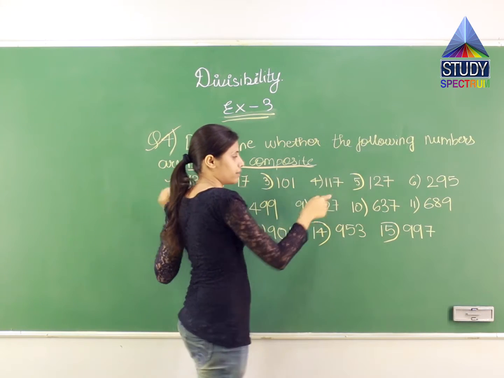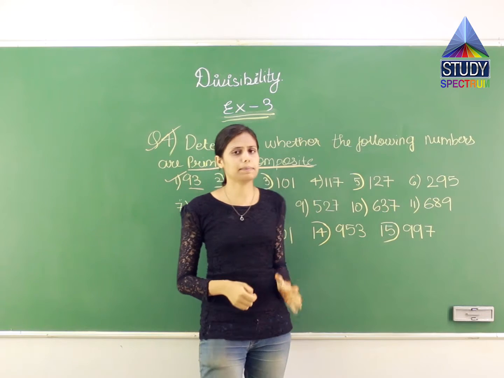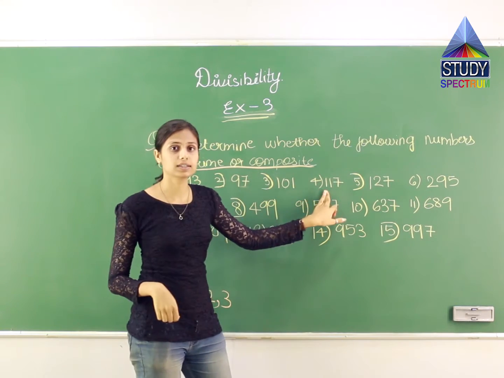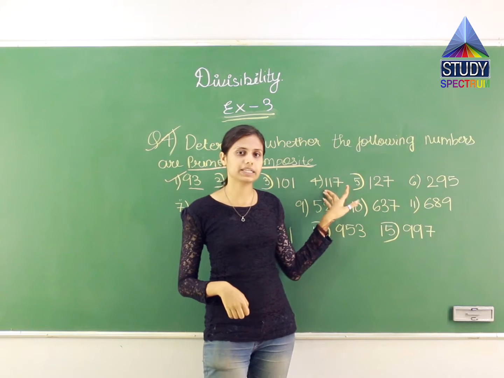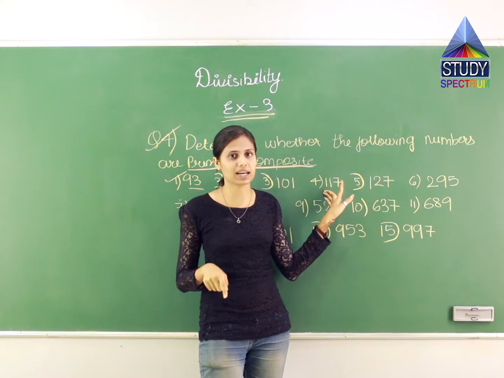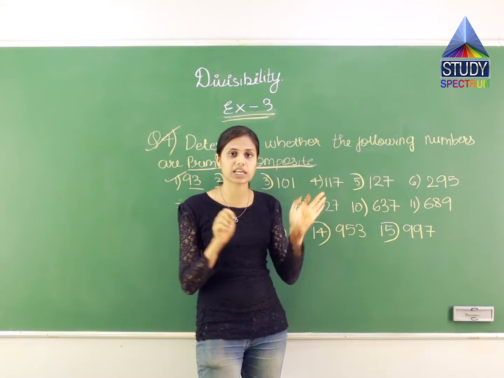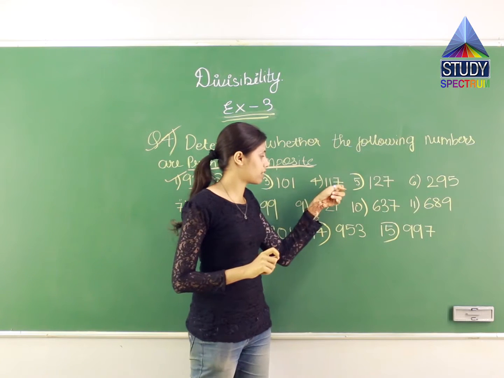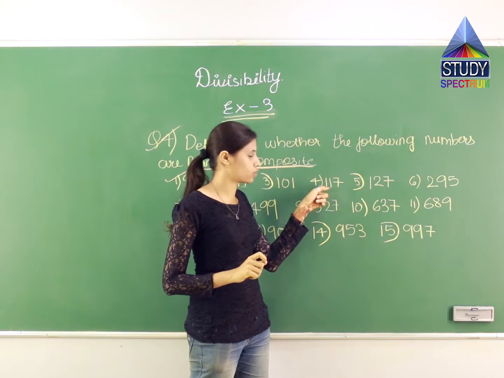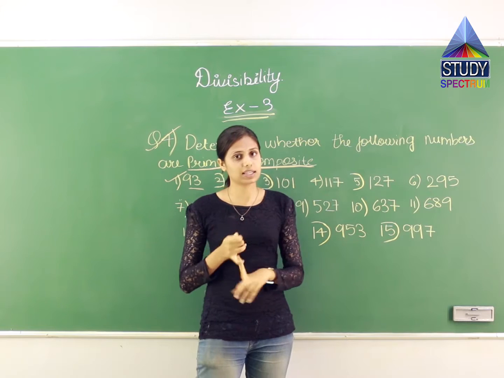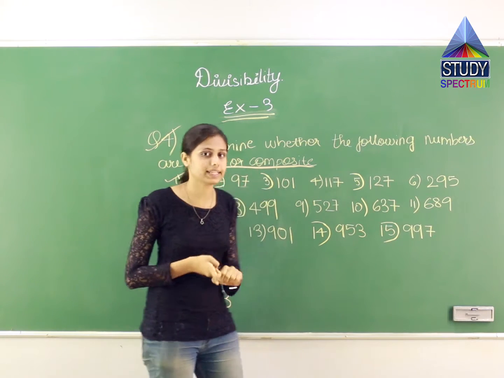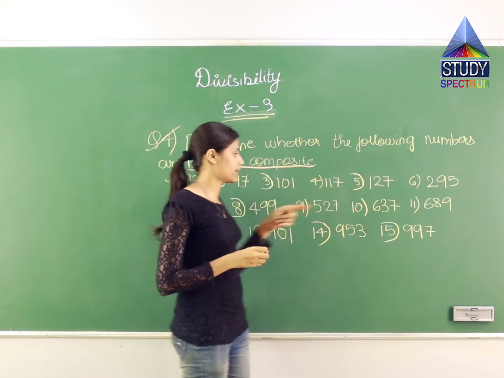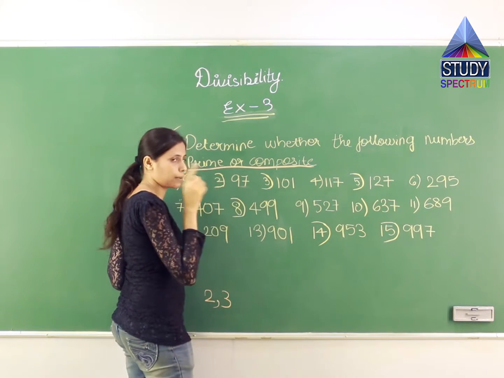Then 117. Does it come in any table or not? Let us check. 7 plus 1 is 8, 8 plus 1 is 9. Which test of divisibility is this? Test of divisibility by 3, right? I am adding all the digits and checking whether the summation comes in the table of 3. 3 1s are 3, 3 2s are 6, 3 3s are 9. Yes, I get 9. Means 117 also comes in the table of 3.